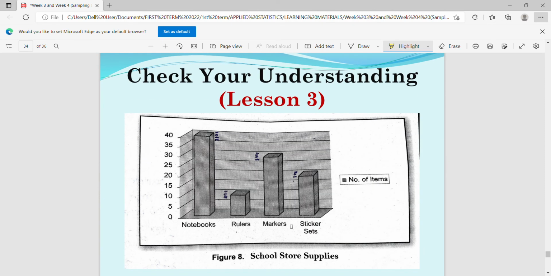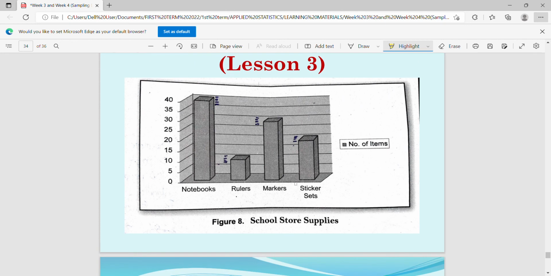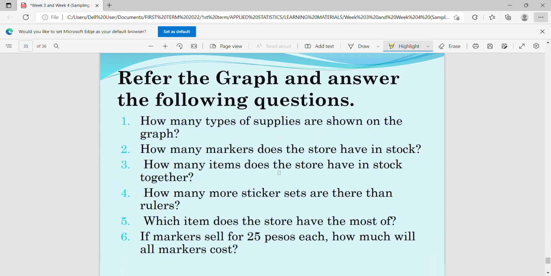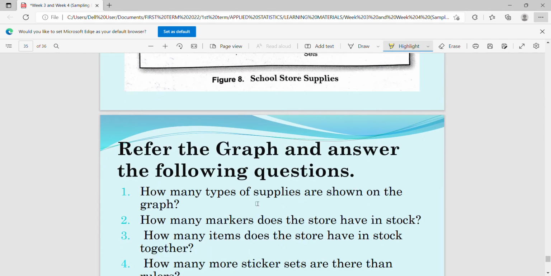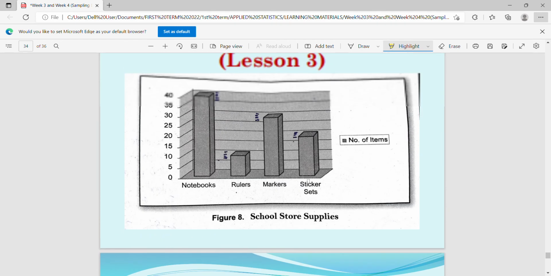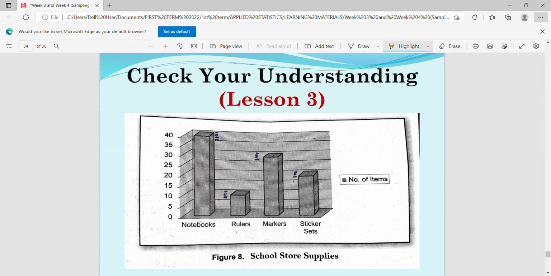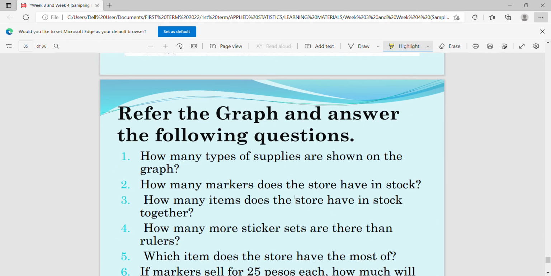Okay. For this topic, we're going to refer to this figure to answer the following questions below. I'll be the one to answer this, but katong nauna kamo mo-answer ato. Refer to the graph and answer the following questions. How many types of supplies are shown in the graph? There are 4 types: the notebooks, rulers, markers, and stickers. So the answer for number 1 is 4.